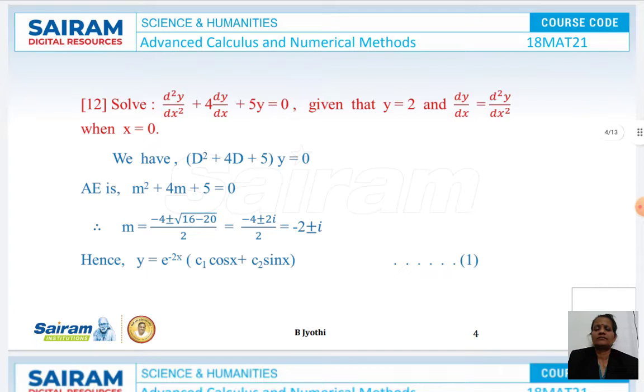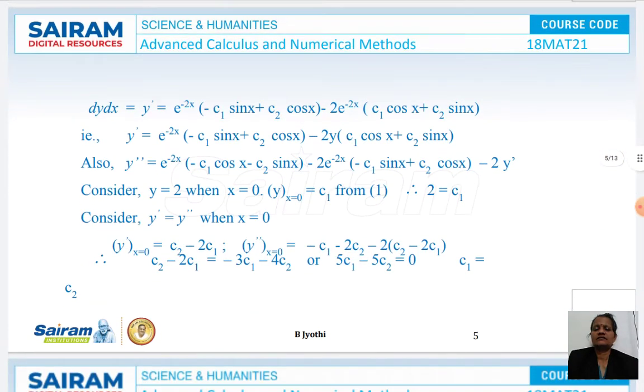Second equation, d square y by dx square plus 4 dy by dx plus 5y is equal to 0. Given y is equal to 2 and dy by dx is equal to d square y by dx square when x is equal to 0. The auxiliary equation is m square plus 4m plus 5 is equal to 0, whose roots will be minus 2 plus or minus i, which gives the solution as y is equal to e power minus 2x into (c1 cos x plus c2 sin x).